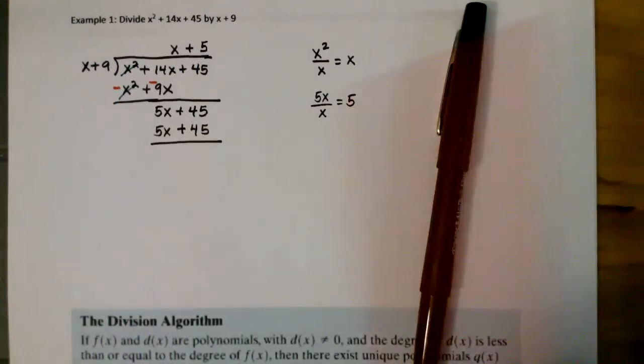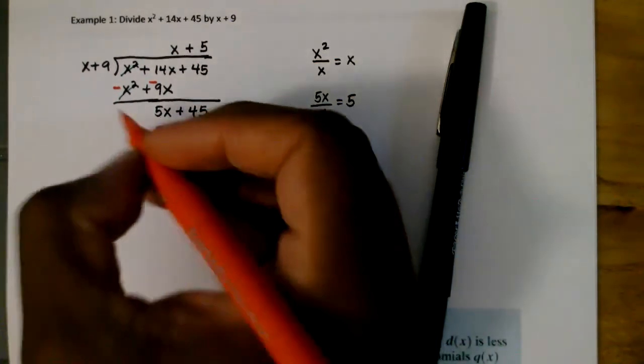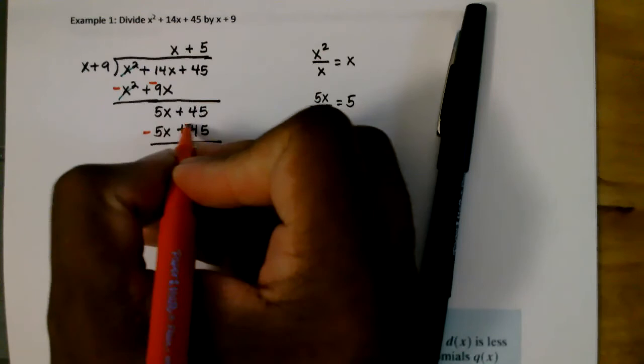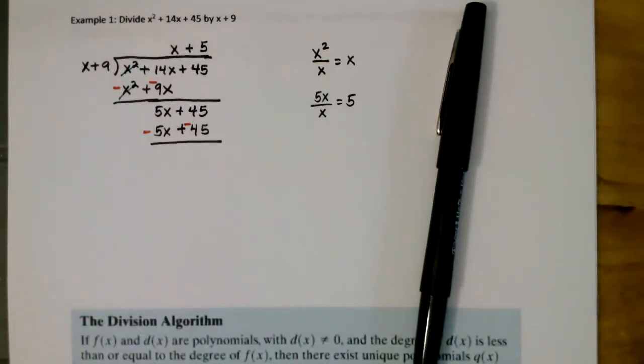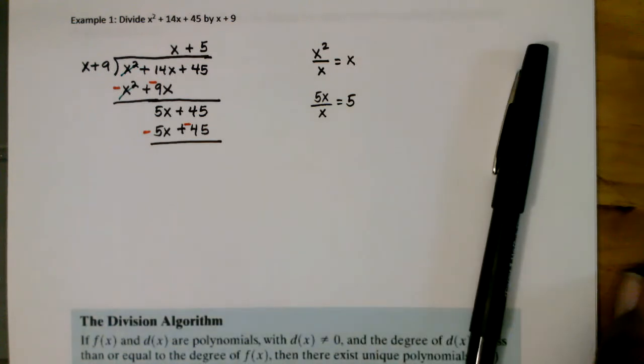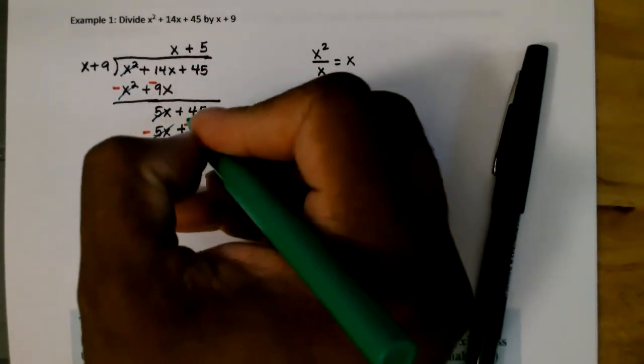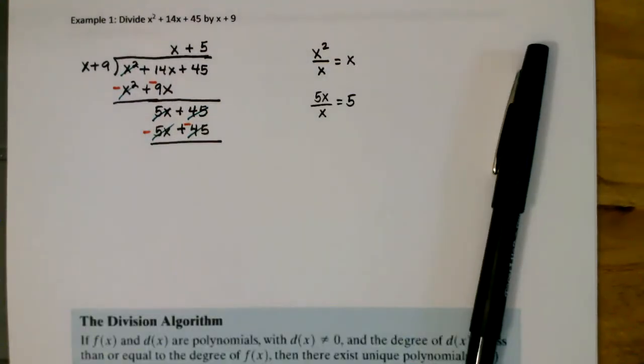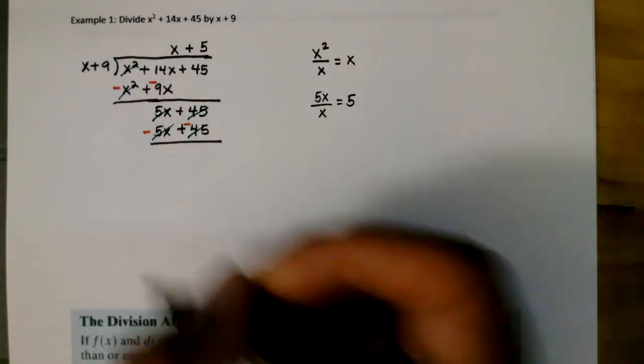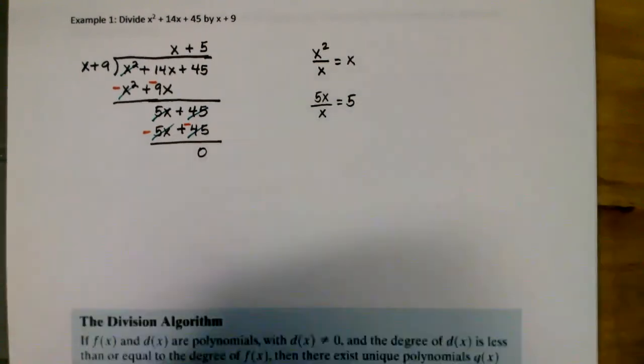And then I'm going to subtract. I'm going to do that by changing the sign of each and every term to the opposite. So you can see here the 5x minus 5x, that's gone. 45 minus 45, that's gone. I have a remainder of 0.